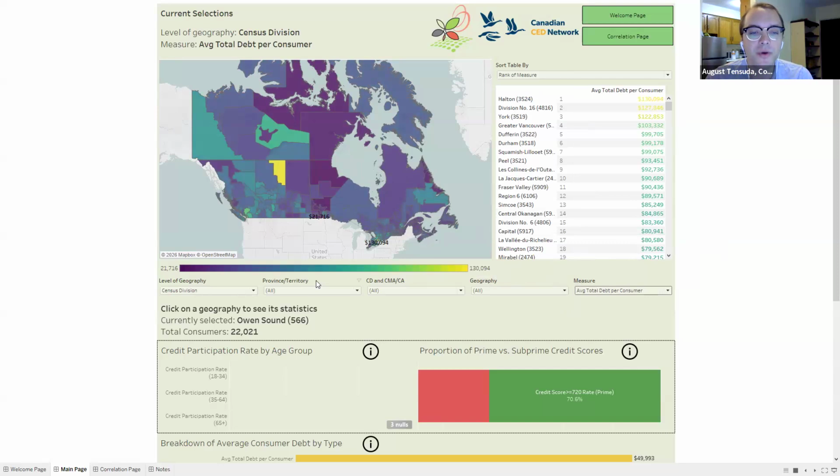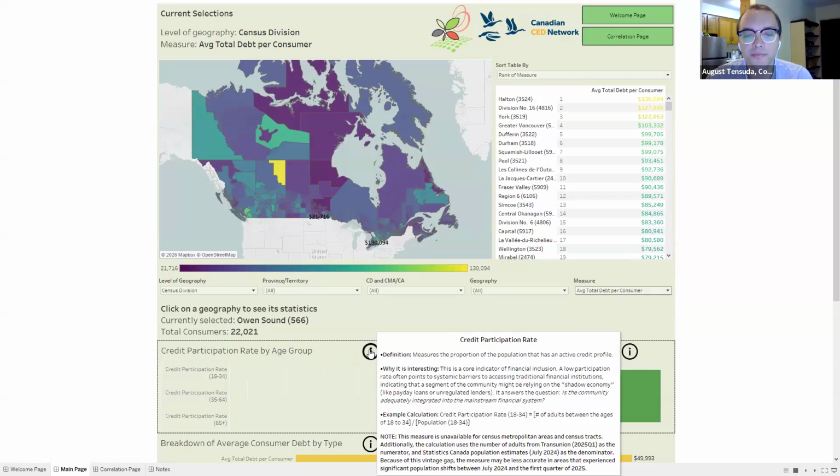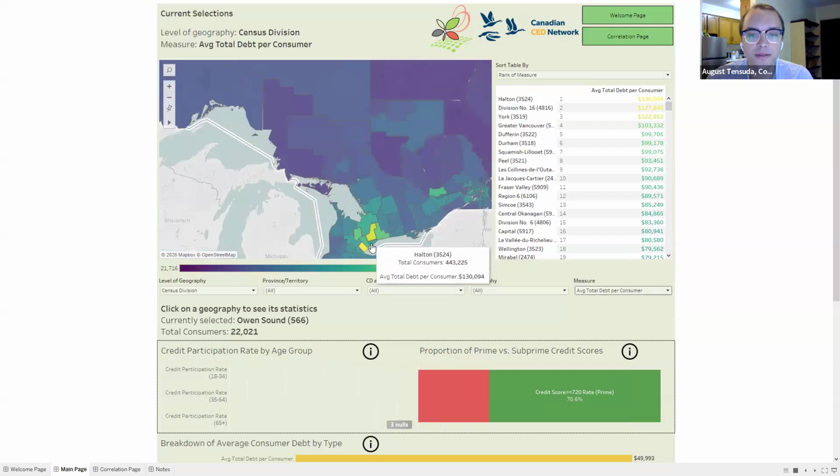I'm going to click somewhere a bit more populated just because Owen Sound isn't giving credit participation rates. So these credit participation rates don't show up for CMAs or census tracts just because we don't have the age breakdowns in these brackets appropriately. So we just have that available for census subdivision, census division, province. And that's noted here within the information bubble as well. So I'm going to go click into Halton because they should have some good data.